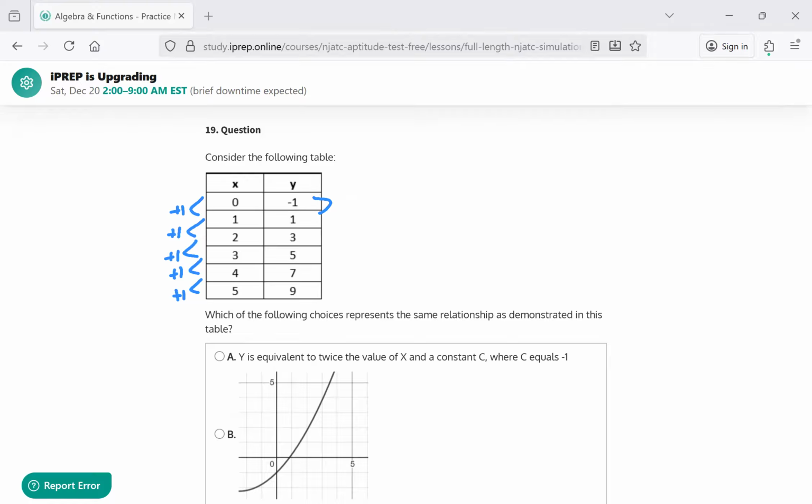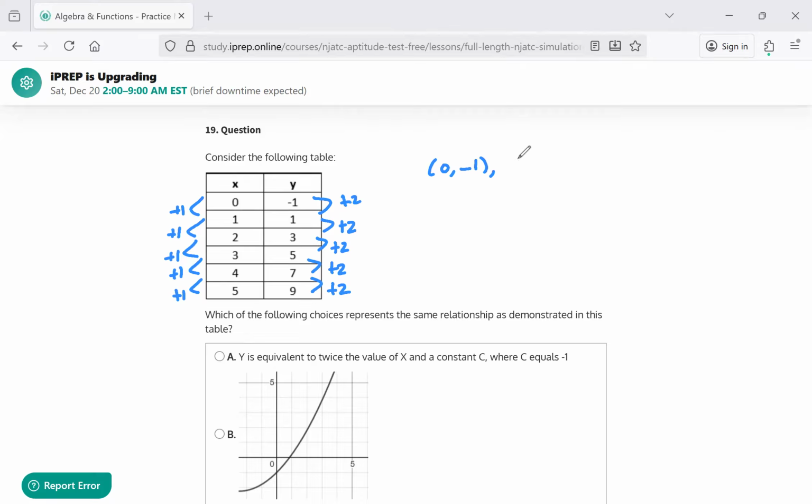They also have to be constant. From -1 to +1, what did you have to add? I think two, right? Yeah, and then from 1 to 3, you had to add two. From 3 to 5, you had to add two. From 5 to 7, you had to add two. And then from 7 to 9, you had to add two. Okay, so we know this is a linear line. So let's find the equation of this linear line. We're going to have to find the slope.